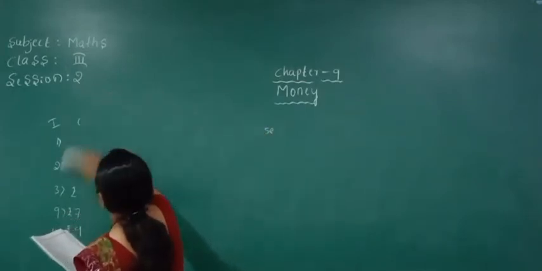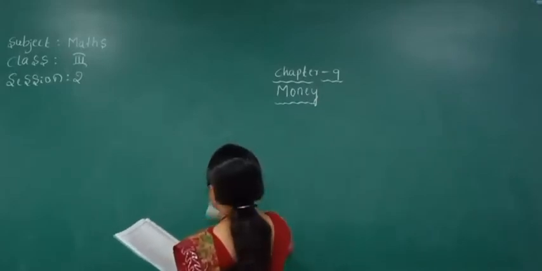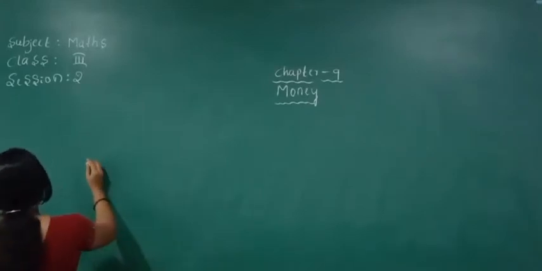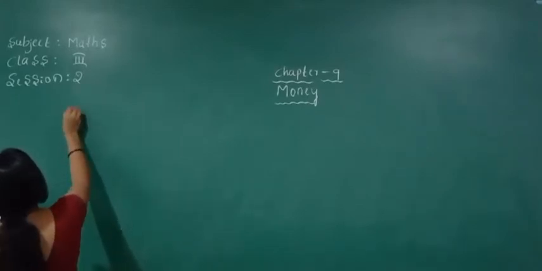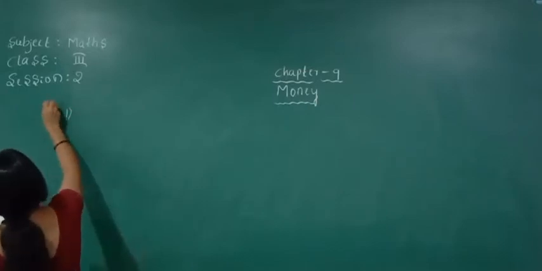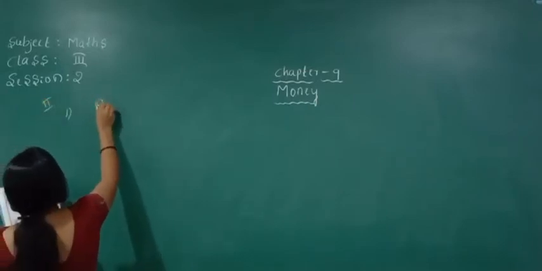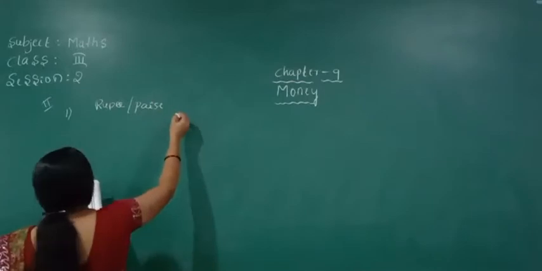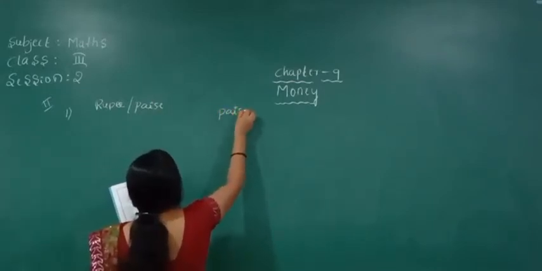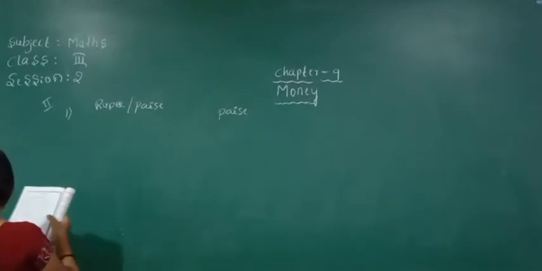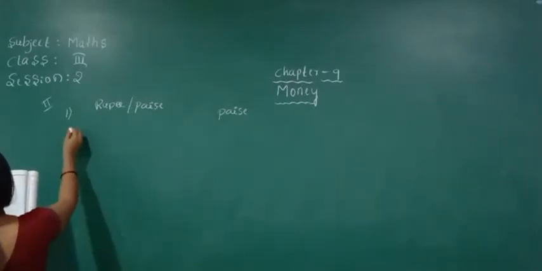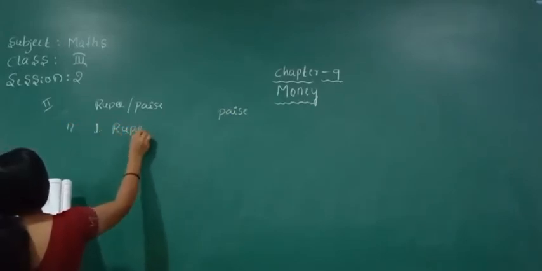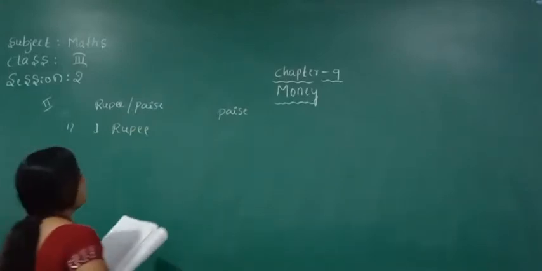What is given here? Fill in the blanks. In this section, in exercise 9.3 only, the fill in the blanks are mentioned here. We have a table with rupee and paise columns. In the rupee column, the first one I'll write as 1 rupee.